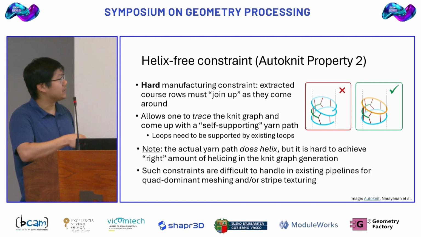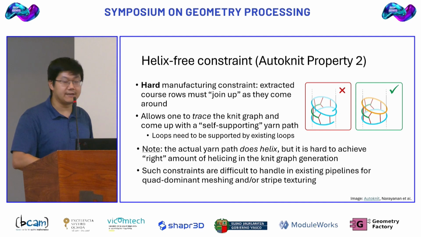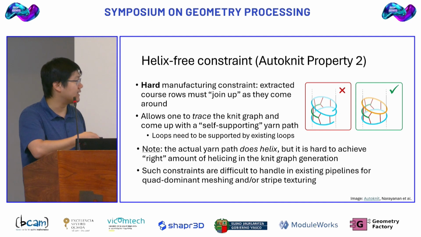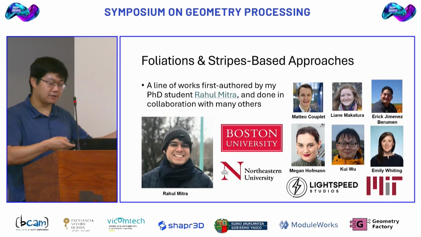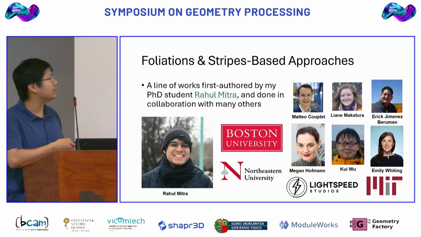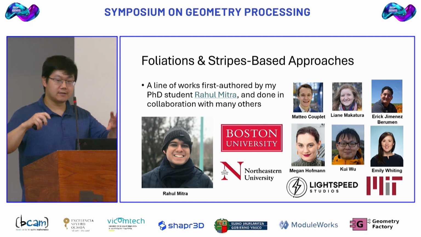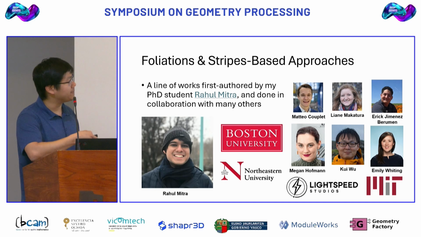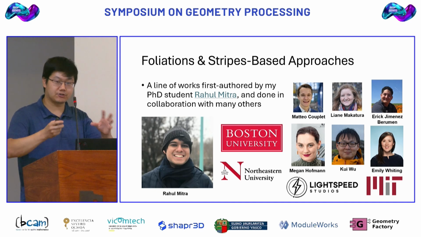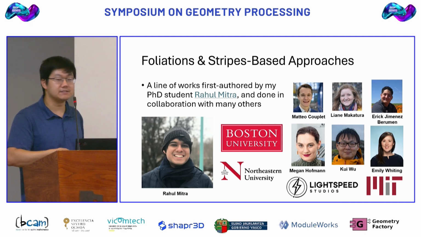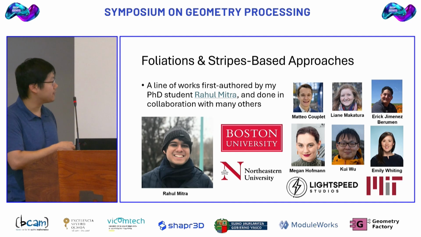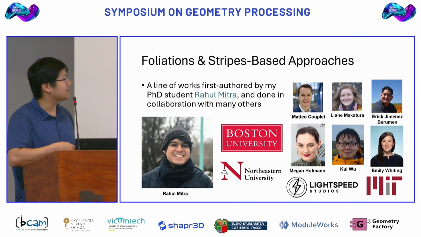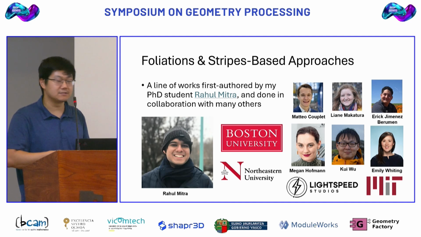This constraint, as well as several others that we don't mention, is difficult to handle in existing pipelines for quad dominant meshing and stripe texturing. So I'm going to talk a little bit about the stuff that we've done, where we've modified methods for stripe generation on surfaces, or for coming up with stripe patterns, with a focus on maintaining some of these manufacturing constraints. This is work that's been first authored by my PhD student Rahul. And I also wanted to acknowledge lots of the collaborators that we've had from various institutions.